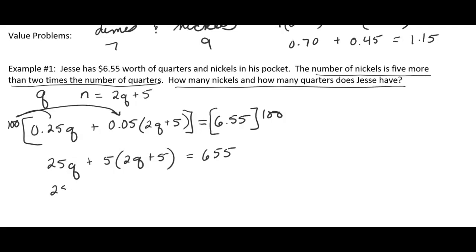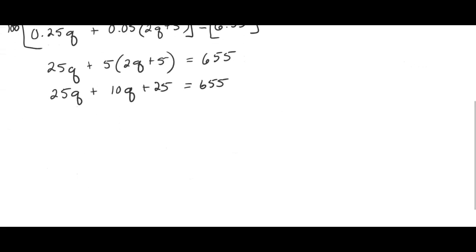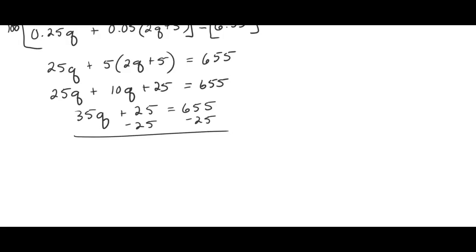So now it's just a good old equation, 25Q plus 10Q plus 25 equals 655. Simplifying here, 35Q plus 25 equals 655. Now I'm going to subtract the 25 from both sides. So I get 35Q equals 630. Now I'm going to divide by 35.